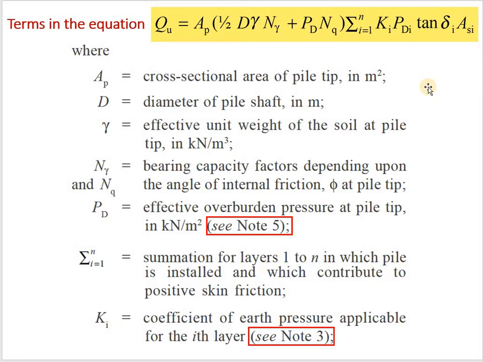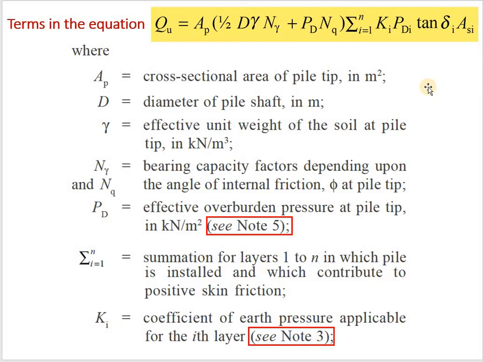worst case scenario. So if in question it is said that the water table is up to the ground level, or it is also said that the pile is constructed in the submerged condition, then instead of gamma, if gamma is given as some 17 or 18, you have to take the gamma dash, that is 17 minus 9.81 or roughly 17 minus 10.